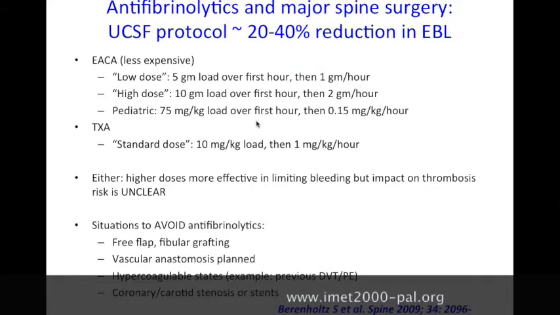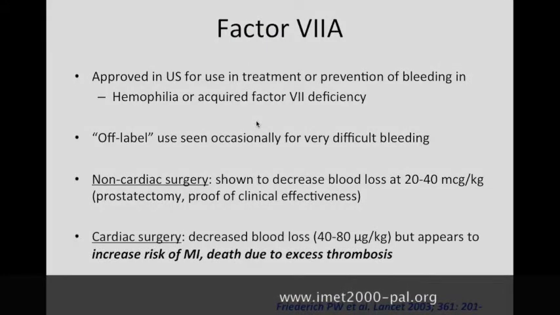And in pediatric patients who really have a problem with fibrinolysis, we're using 75 milligrams per kilogram load over the first hour, followed by 0.15 milligram per kilo per hour. With tranexamic acid, we're using a standard dose of 10 milligrams per kilogram load and then 1 milligram per kilogram per hour. It's clear with both of these drugs that higher doses translate into more effective limitation of bleeding, but the impact on thrombosis with these higher doses is still unclear.